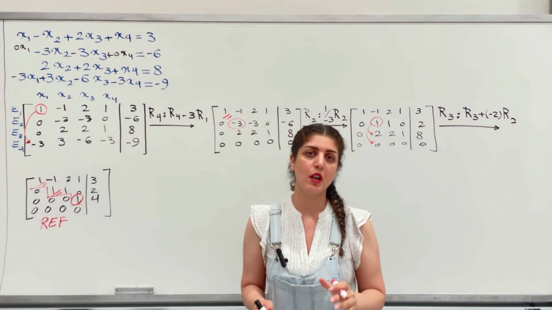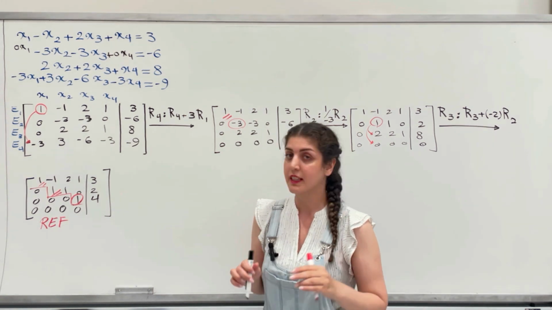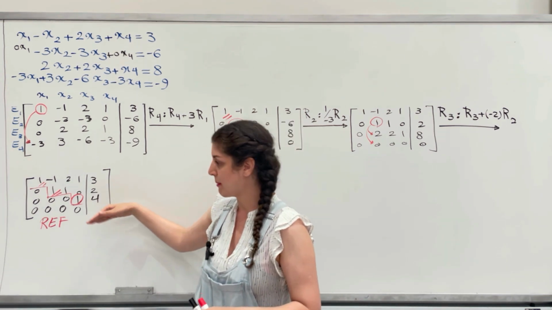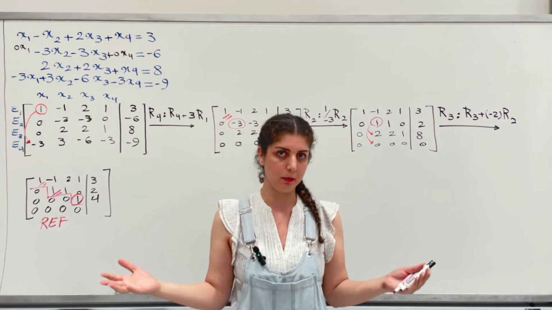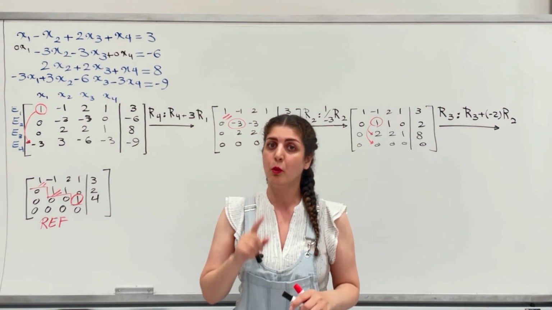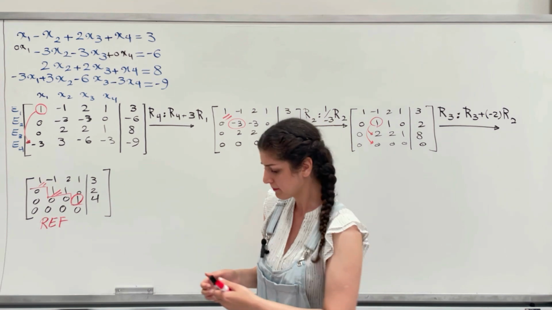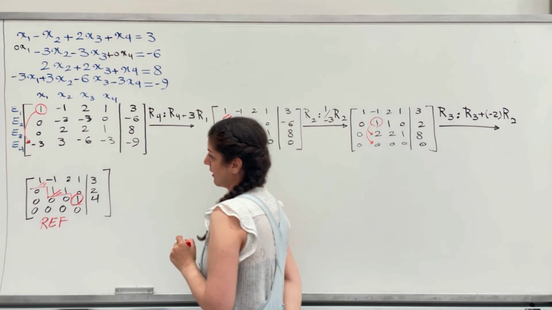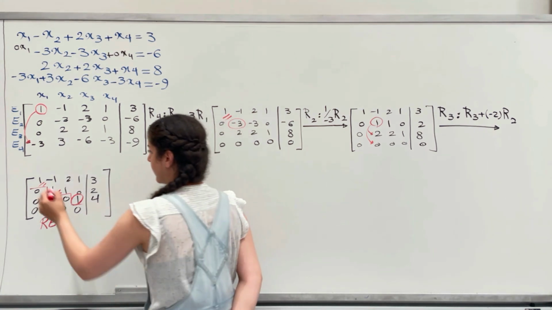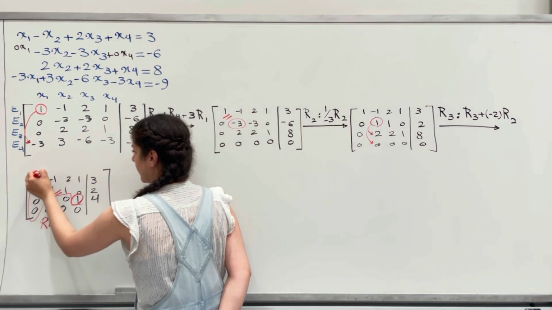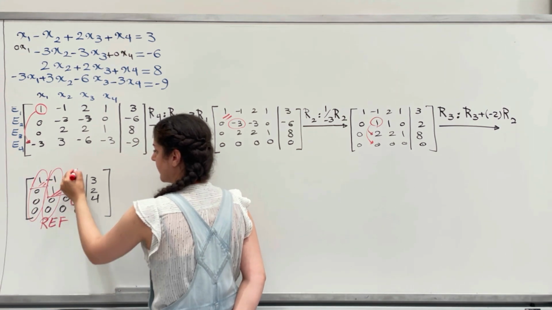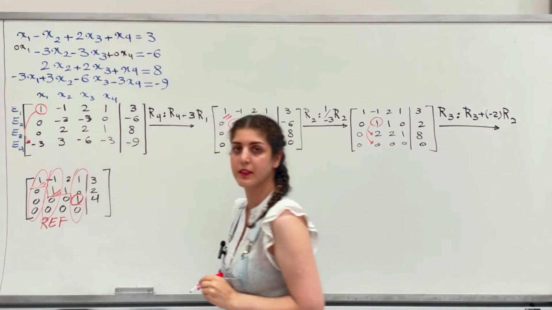If you wanted to solve this question using Gaussian elimination, you had to stop here and then use back substitution to solve the problem. But for Gauss-Jordan, we need to do one more step, right? So look at the columns in which you have the pivots. So this is the first column, the second column, and the fourth column. Okay.